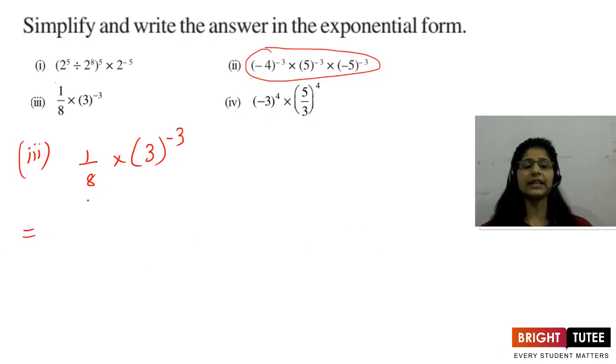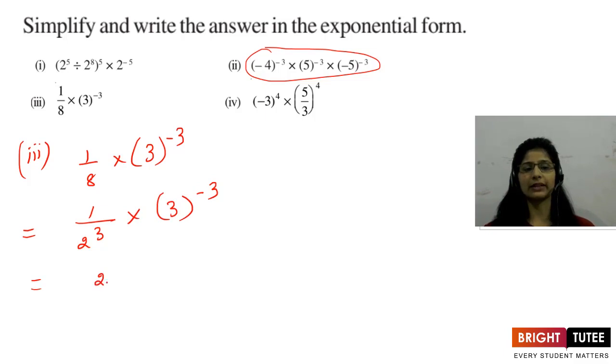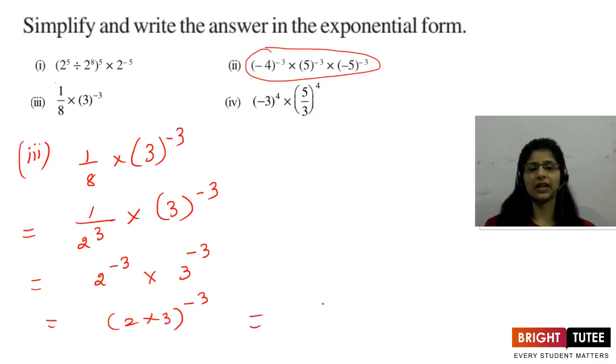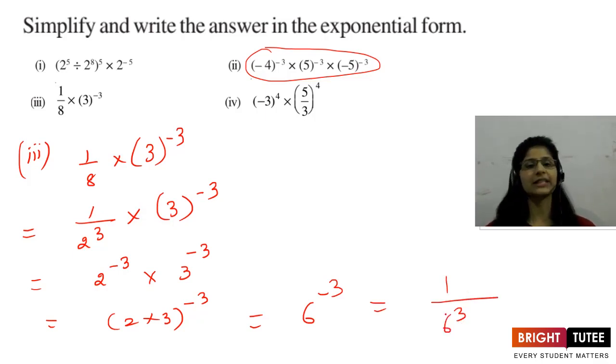How can we write 8 in terms of exponent? We can write it as 2 to the power 3. That is 8 only. Right? 1 upon 2 to the power 3 can be written as 2 to the power minus 3 in the numerator into 3 to the power minus 3. We see we have the same powers, so we can multiply the bases and write the power. So we have 6 to the power minus 3, that is 1 upon 6 to the power 3. So we have expressed the answer in the form of exponential.